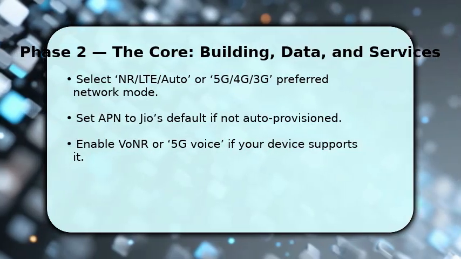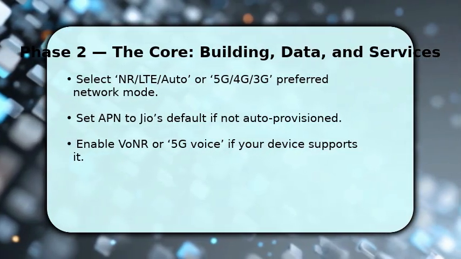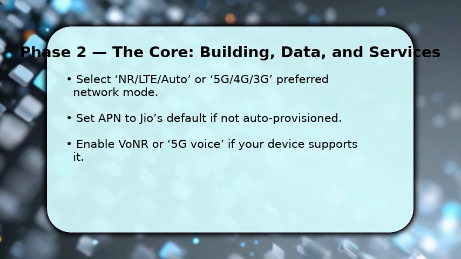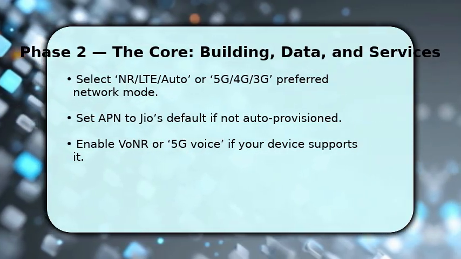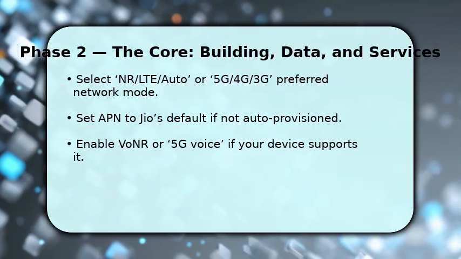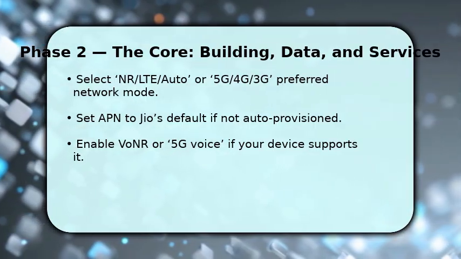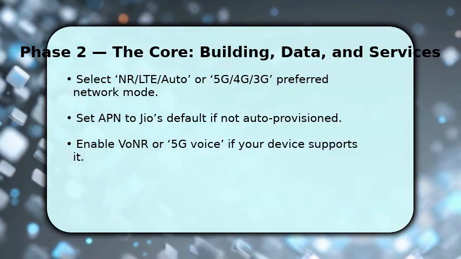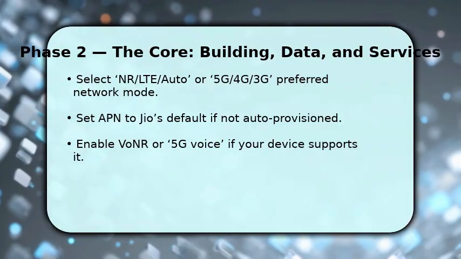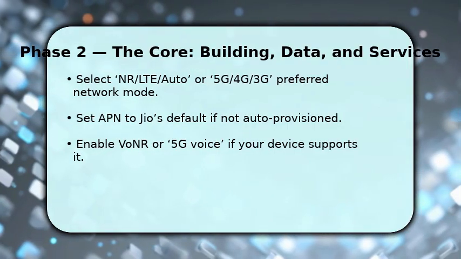Next, you configure the phone so it searches for 5G rather than sticking to LTE. Go to Mobile Network Settings and choose the NR or 5G/4G auto mode. This forces the modem to attempt 5G connections. Then confirm the APN is Geo's default. If it isn't, add the exact APN values. This ensures data and signaling reach Geo's 5G core.